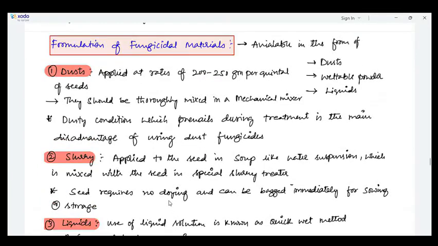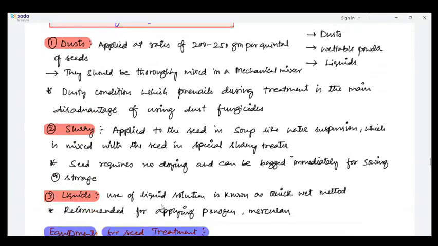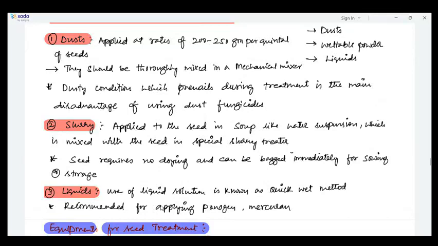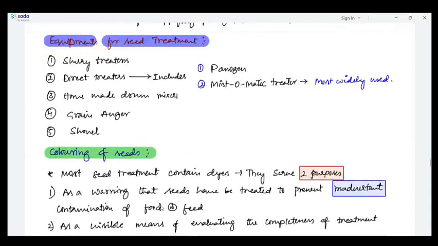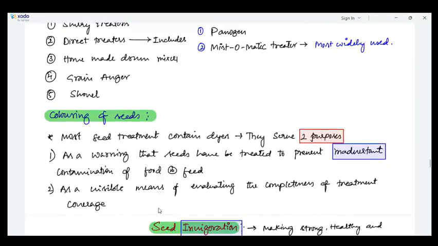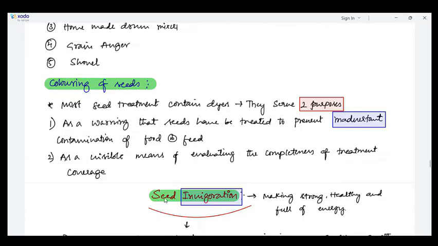Talking about the formulation that we use for fungicides, it is usually dust, or in the form of slurry, or in the form of liquids. Next, we have the coloring of seeds. So why do you think we generally color the seeds?